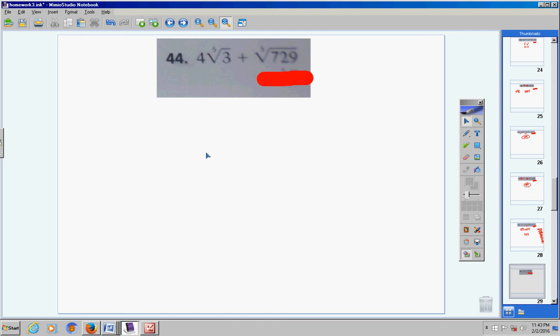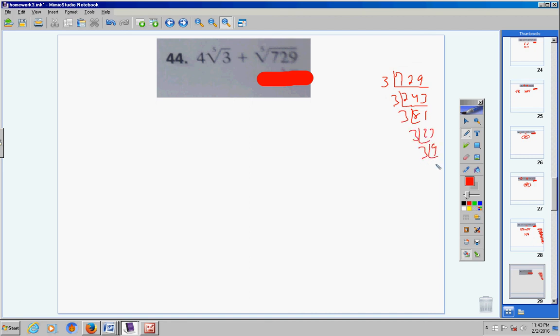Okay, same thing. We're adding two radicals. Do we have common radicands? No, we have common indexes, but not common radicands. We cannot list out the prime factors of 3. It's just a 3, but we can list out the prime factors of 729, okay? So here we go. 2 won't go into this, but 3 will. So 3 goes into it, 243. 3 goes into this, 81. 3 goes into this, 27. 3 goes into 27 9 times.